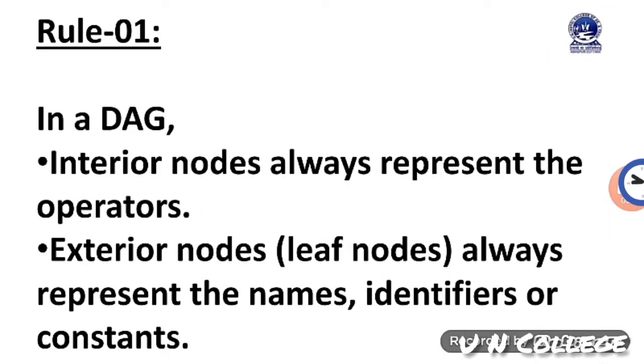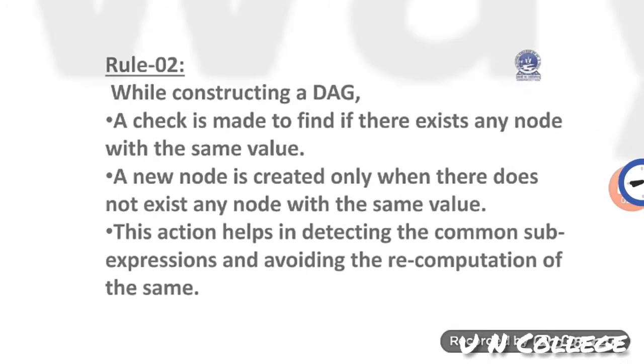Now we will discuss some rules associated with DAG. The first rule is, in a DAG, the interior nodes always represent the operators. Okay, you have to remember some basic rules so that you can construct a DAG in a very easy way. Then the next one is exterior nodes, which are the leaf nodes, always represent the name, identifier or constant.